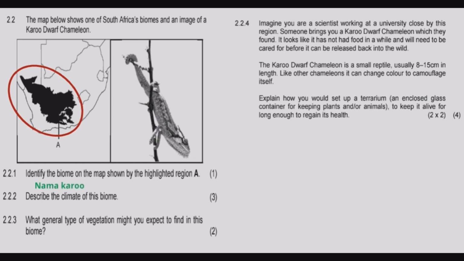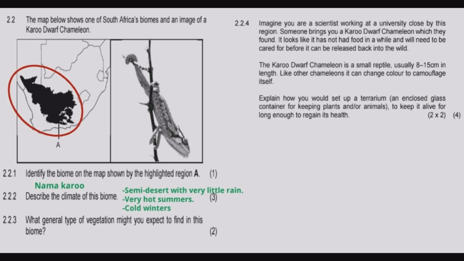We come to question 2.2.2, which is: describe the climate of this biome. One, this climate is semi-desert with very little rain. Two, it has very hot summers. Three, it has also cold winters. So when it's hot, it's very hot, and when it's cold, it's very cold.